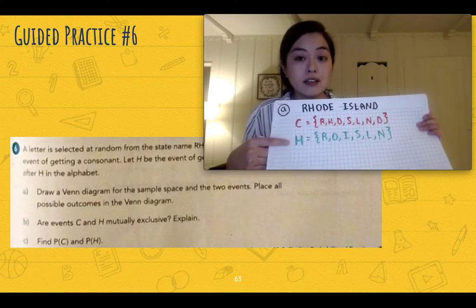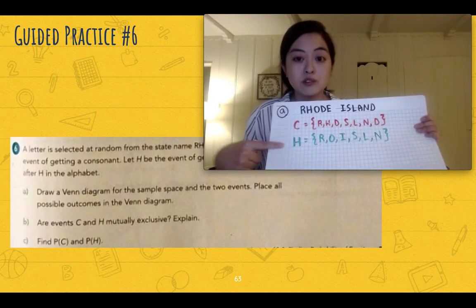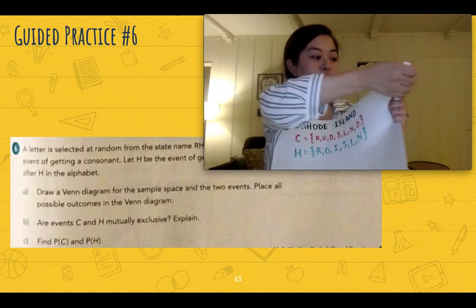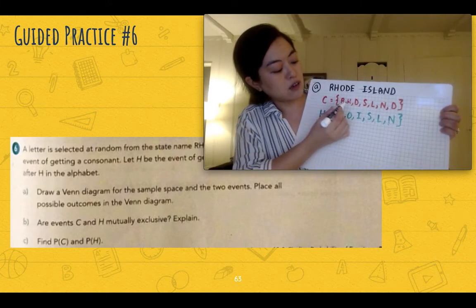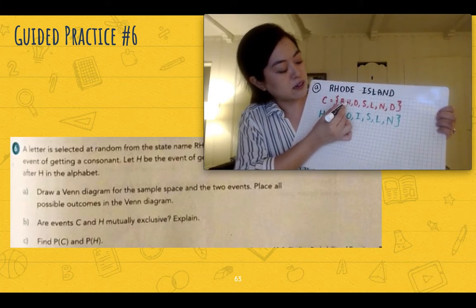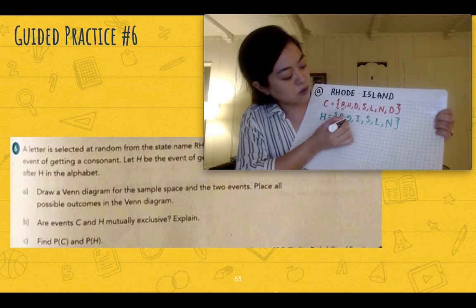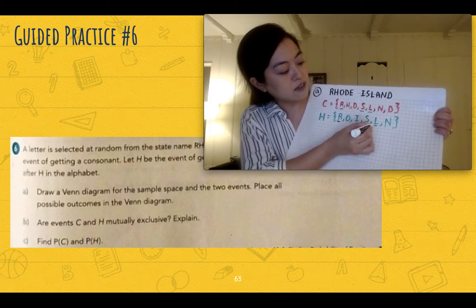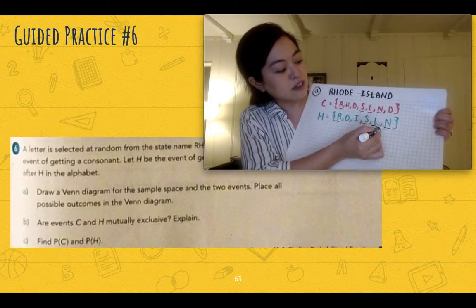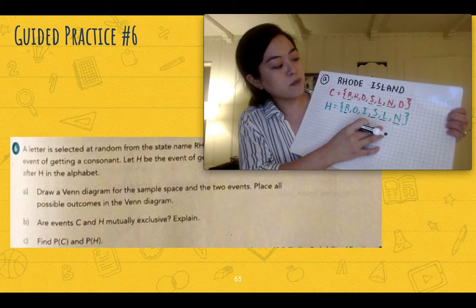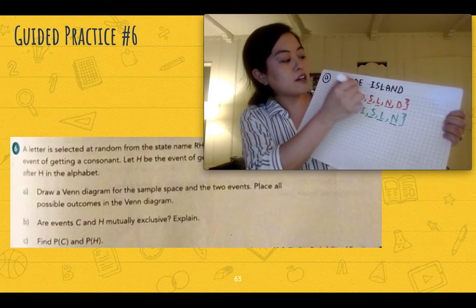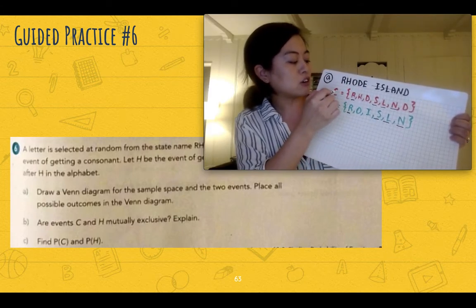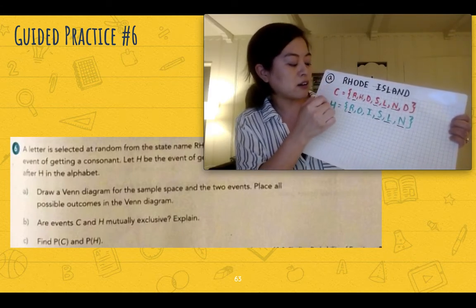But now it says to draw a Venn diagram for the sample space and these two events. So let's see. Is there any overlap between these two events? Oh, I see R. I don't see an O. I, no. Oh, I see an S. I see an L that overlaps. And I see an N that overlaps. So these overlap, okay? Now, in the sample space, were there any letters that were not an outcome in event C and not an outcome in event H?